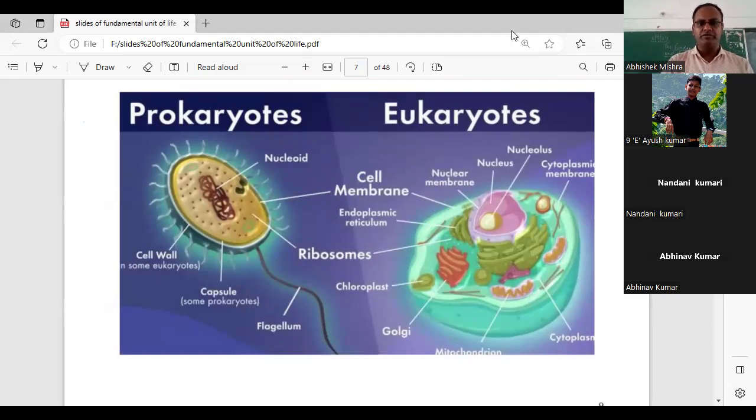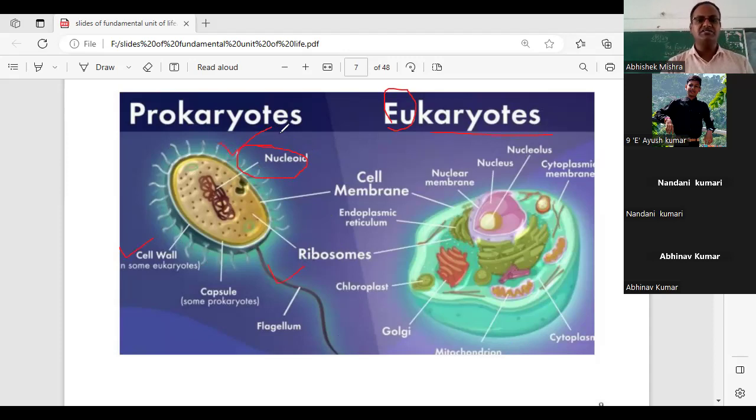Now you can see a prokaryotic cell. The word pro means primitive and karyon means nucleus. So those organisms with a primitive nucleus are called prokaryotes, and those with a modern nucleus, eu meaning modern and karyon meaning nucleus, are called eukaryotes. In the prokaryotic cell, you will find the cell wall and a flagellum. The most important thing is that the nucleus is not well defined. The unorganized nucleus is given a special term, the nucleoid.